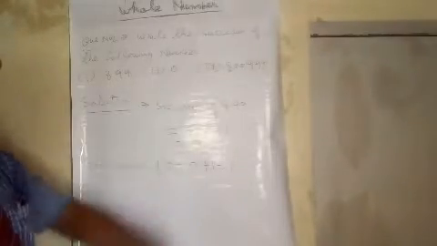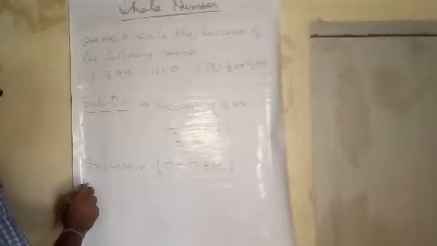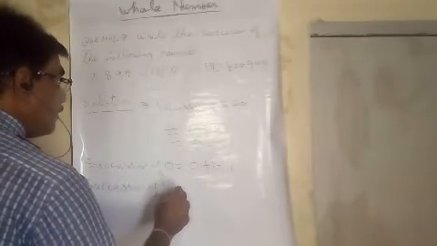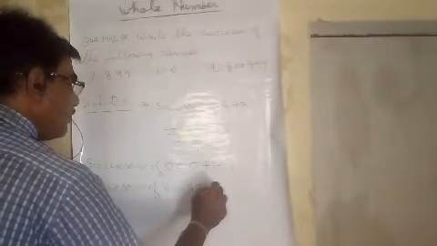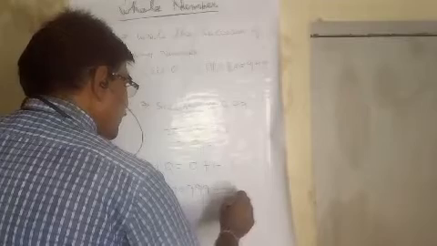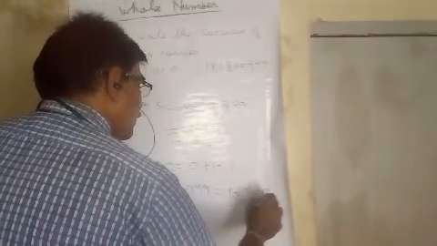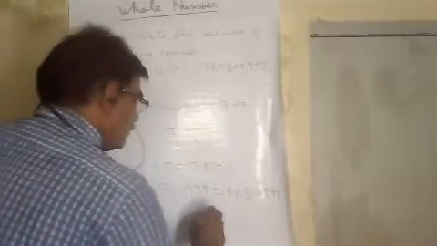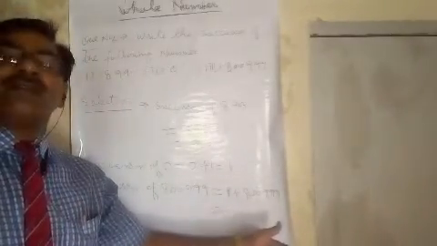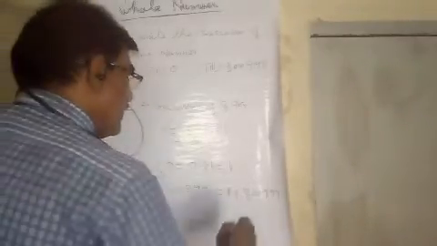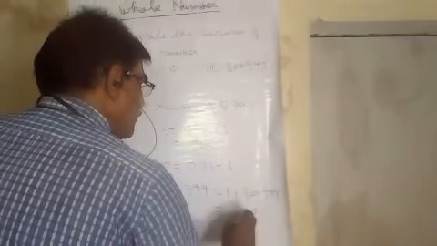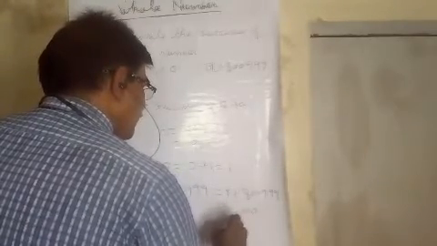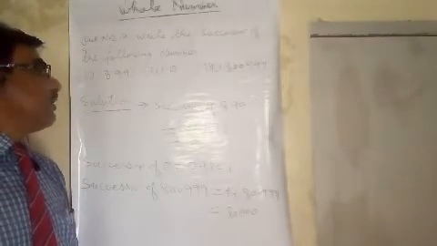Now to find the successor of 8,999, if you add 1 to 8,999, then we get 1 plus 9 is 10, 0 carry 1, 1 plus 9 is 10, 0 carry 1, 1 plus 9 is 10, 0 carry 1, and 0 plus 1 equals 1. So the successor of 8,999 is 9,000.